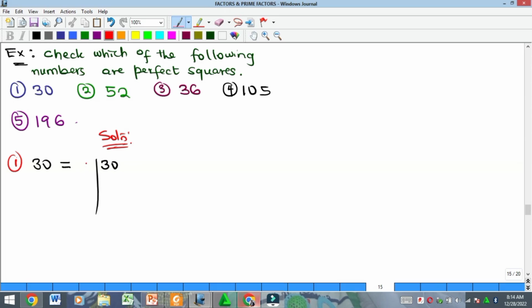So we begin with 2. 2 can divide, that's 15. 2 can no longer go, 3 can, and that's going to give us 5. 3 can no longer go, 5 can, and that gives us 1.